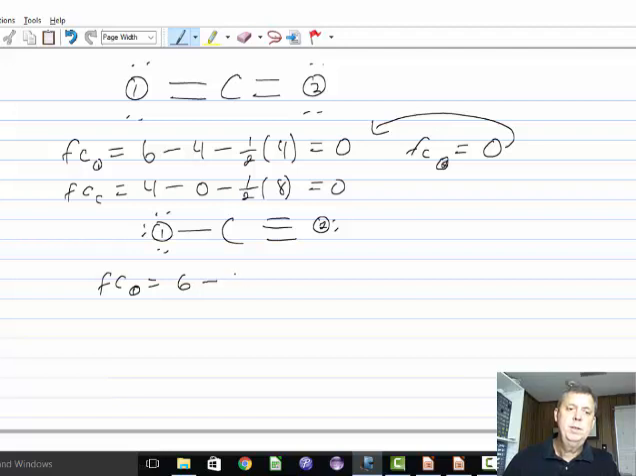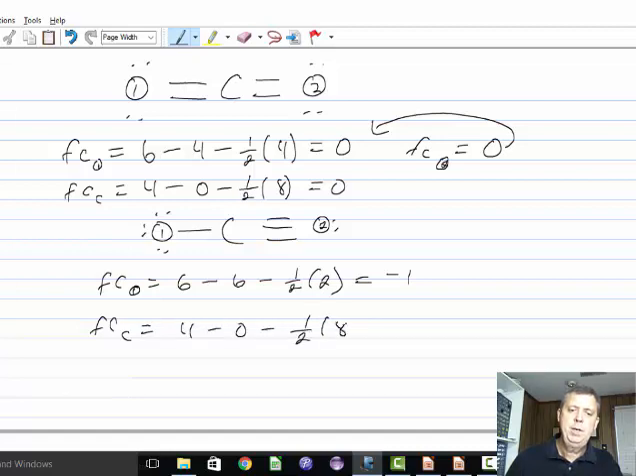Minus, this one has 6 unshared electrons around it, minus 1/2 of the 2 bonding electrons, which gives it a formal charge of -1. The formal charge of the carbon is still 4 minus 0 minus 1/2 of 8 bonding electrons, so it's still going to be 0.